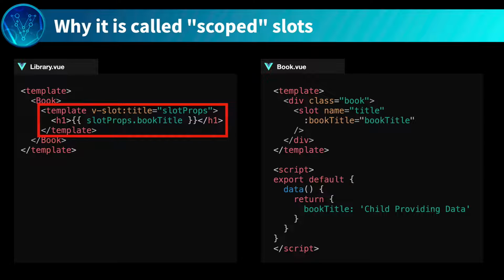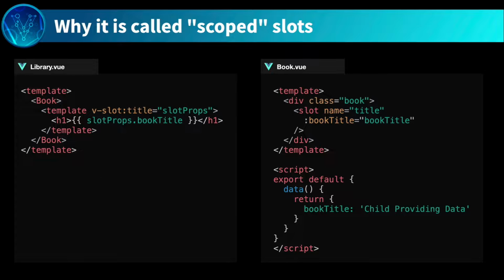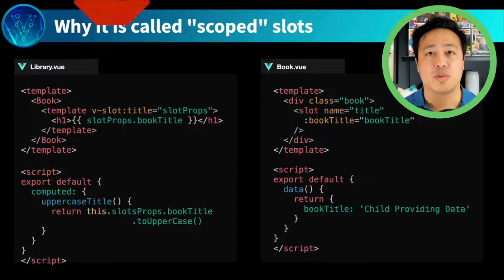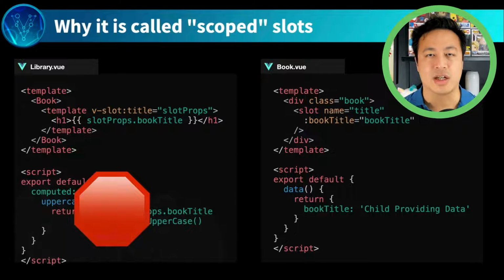Let me illustrate this a bit more. In the event we want to create a computed property called uppercaseTitle inside of our library.vue component, we might try something like this. We try to access the slot props like we would any other property inside of our library component. Unfortunately, this won't work because, as I mentioned earlier, our slot props are scoped only to the template block. In other words, it can't be accessed outside of it.